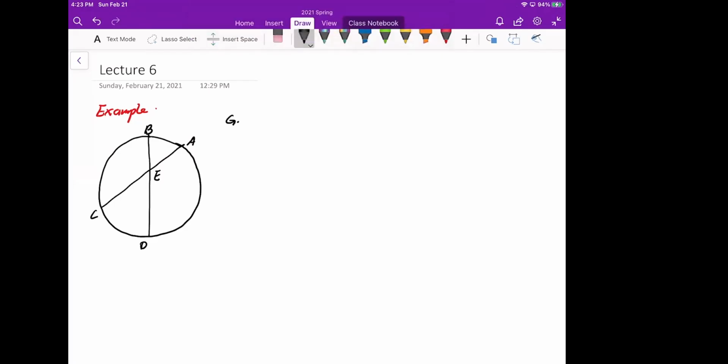Given that the arc of AB is 40 degrees, the arc of BC is 103 degrees, and CD is 83 degrees. Okay, and I want to find the angle of the AED. Give everyone a minute. Let's try that.